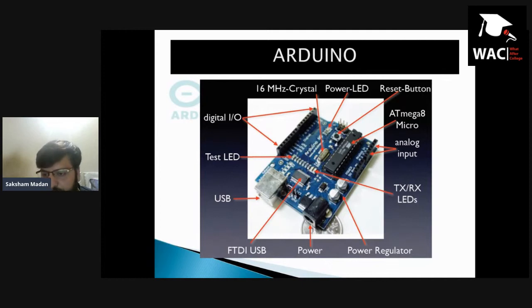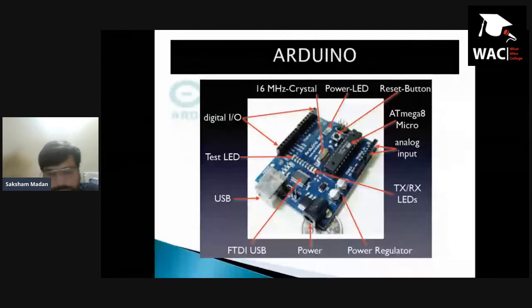Vidya, just wait for 2 or 3 minutes. I'll tell you the difference between Arduino and Raspberry Pi. Then there are test LEDs. Then there are digital IOs, digital inputs and outputs, which means we don't have any ADC over here. Then there's a 16 megahertz crystal. This crystal is used to calculate and keep a clock time, a clocked output.